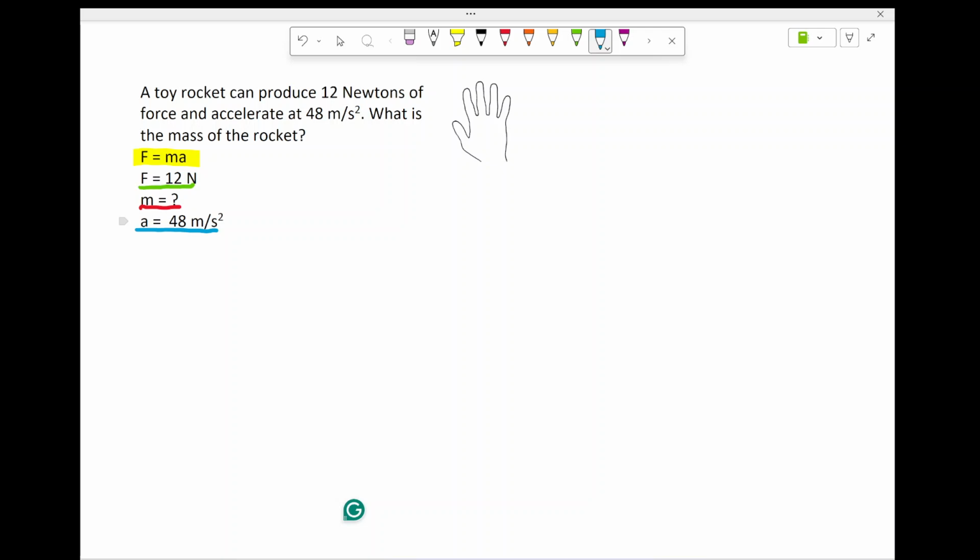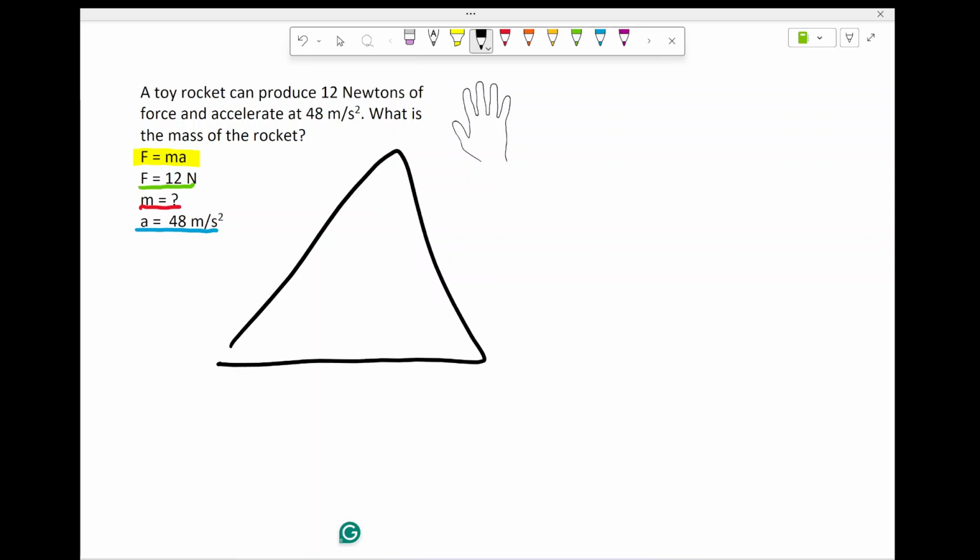Now, the triangle solution method is basically as follows. We start by drawing a triangle, and we divide that triangle into three sections. We make one top section, and then we make two bottom sections. Next, we will add the multiplication and division signs to tell us what to do with the variables once they are in the triangle. We start with division signs between the top and the two bottom sections, and we have a multiplication sign between the two bottom sections, respectively.